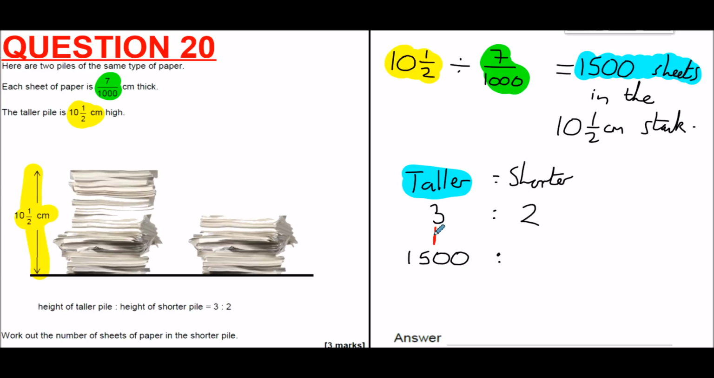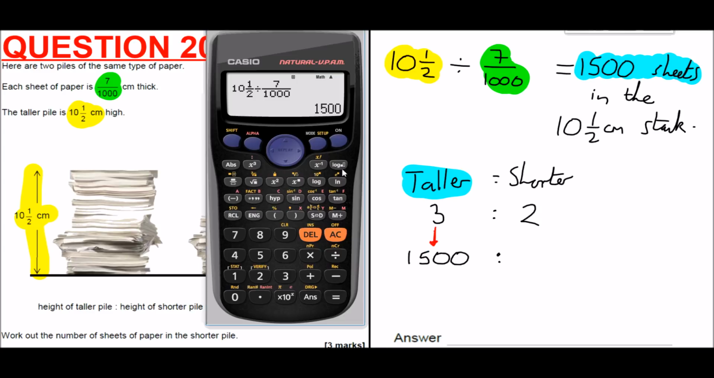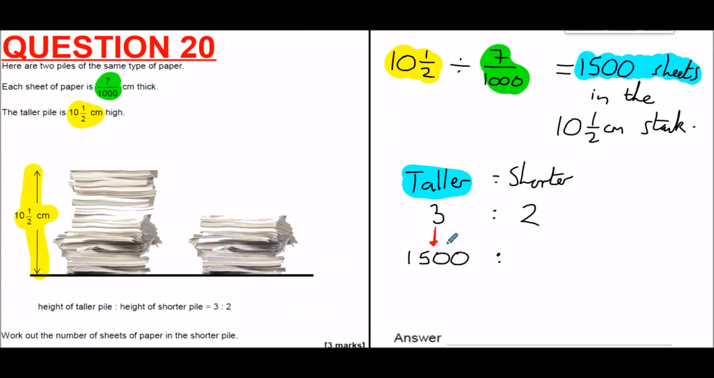So what we can do is work out what we need to multiply 3 by to get 1,500. Essentially, working out how much each lot of paper is worth. You can think of this as being 3 lots to 2 lots. So 3 lots is 1,500. Each lot of paper, each ratio share, would be 500. And so you can think of this as being 3 lots of 500, which gives us the 1,500.